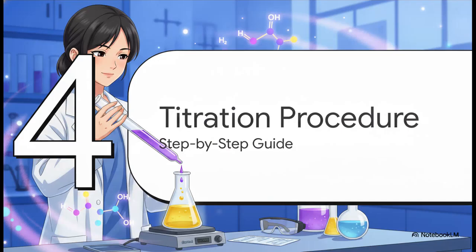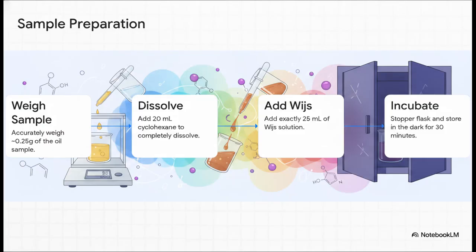All right, Section 4, Step-by-step titration. Let's get to the bench work. We start the prep phase by accurately weighing out about 0.25 grams of our oil using an analytical balance. Once we've got that weighed, we dissolve it completely in 20 milliliters of our cyclohexane solvent. Next, we add an exact, known excess, 25 milliliters of the WISE solution. Finally, stopper the flask immediately and stash it in a dark room for exactly 30 minutes.